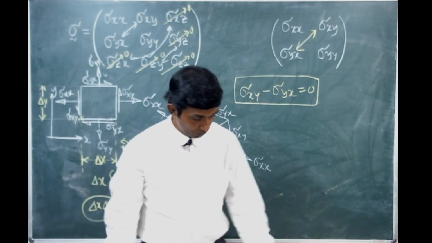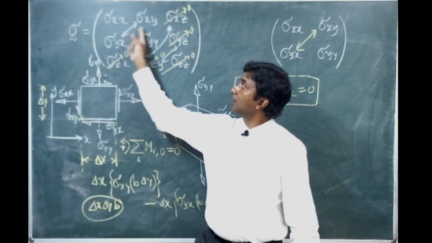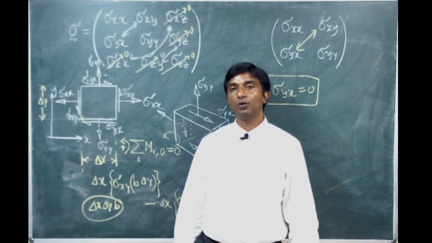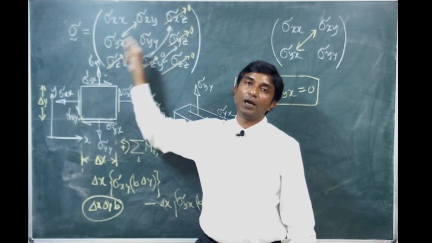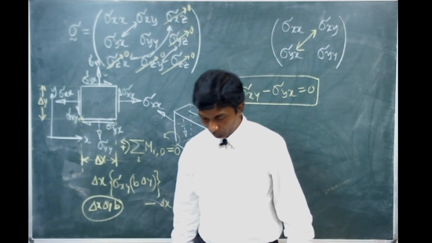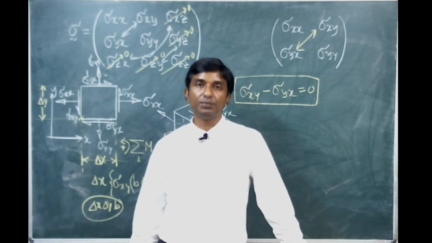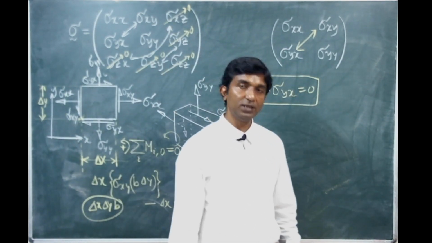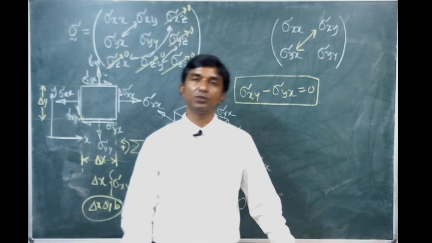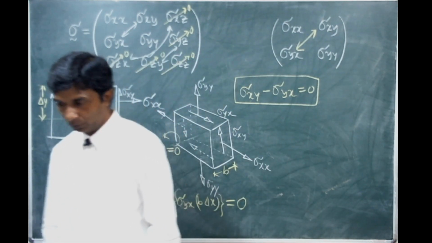Initially we saw that this matrix has 9 entries, and you see the indices are different. However, once you impose the rotational equilibrium condition, it has only 6 independent components. So we say that for a 3-dimensional state of stress, 6 components are sufficient to describe the state of stress at a point. For a 2-dimensional plane stress problem, only 3 independent components are sufficient to describe the state of stress at a point. Now I go and consider the next problem.